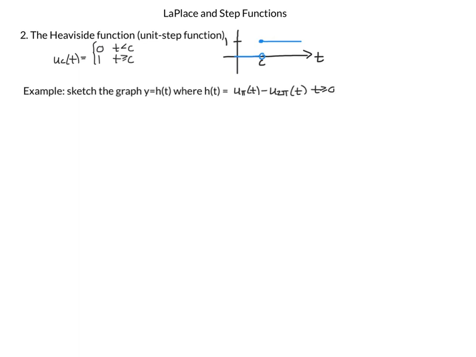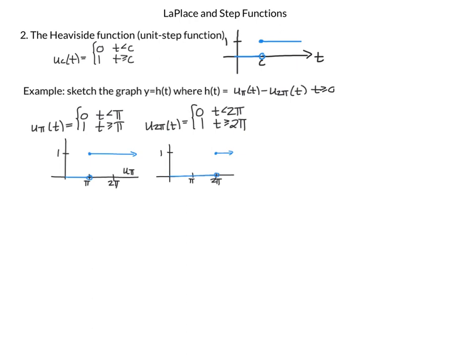An example of using the Heaviside function: sketch the graph y equals h of t, where h of t is the Heaviside function u pi of t minus u 2 pi of t. To help me out with this, I start by looking at u pi of t, and by definition that's 0 for t less than pi, and 1 for t greater than or equal to pi, and this would be the graph. Similarly, I have the definition of u 2 pi of t is 0 for t less than 2 pi, and 1 for t greater than or equal to 2 pi, and the graph over here.